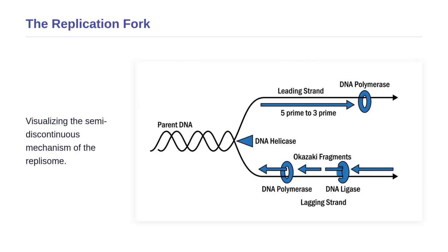Now, look at the bottom strand. Because the enzyme must move in the opposite direction, it builds the lagging strand in short segments, the Okazaki fragments, pointing away from the fork. Finally, notice DNA ligase coming in to seal the gaps between these fragments.